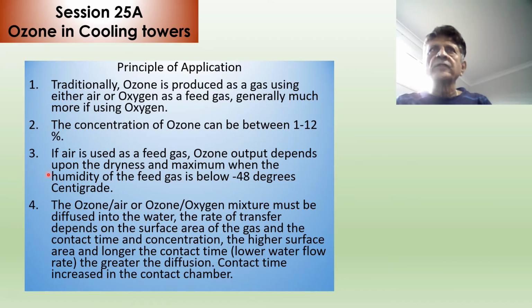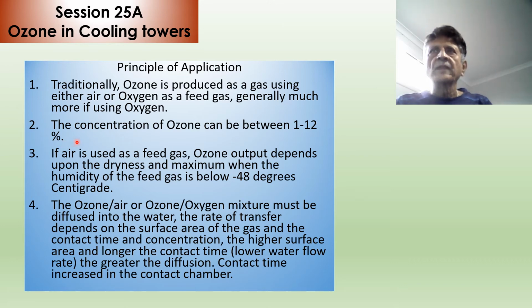We shall now go into the principle of application. Ozone is produced as a gas using either air or oxygen as a feed gas. Of course, we get more ozone if we use oxygen. The concentration of ozone can be between 1 and 12%, depending on the ozone generators. However, it is never necessary for us to have such a 12% concentration for the application of ozone in cooling towers.